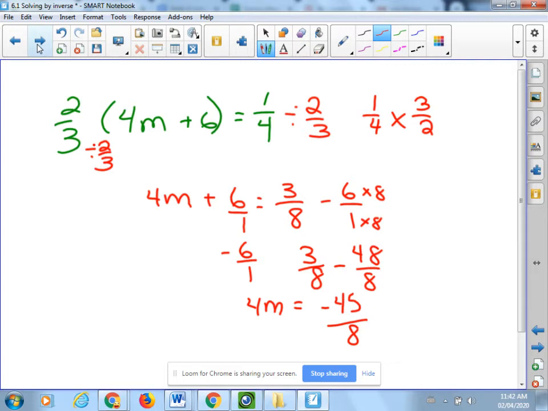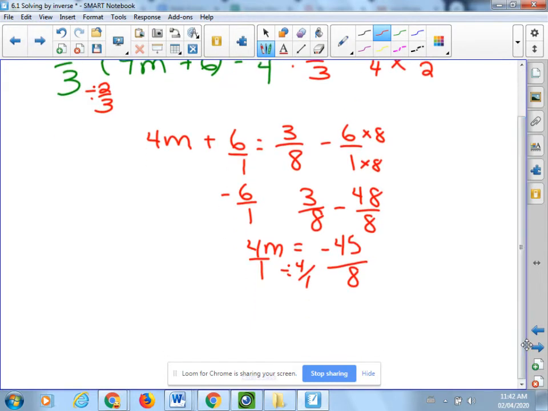Okay? So again, I'm going to have to make this a fraction in order to solve it. To make anything a fraction, you put it out of 1. So the opposite of multiplying m by 4 out of 1 would be to divide m by 4 out of 1. And if I'm dividing by 4 out of 1, I'm actually multiplying by 1 out of 4, which is giving me negative 45 out of 32 is equal to m.